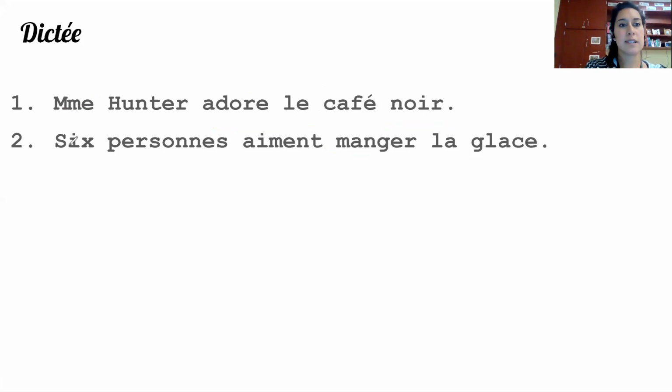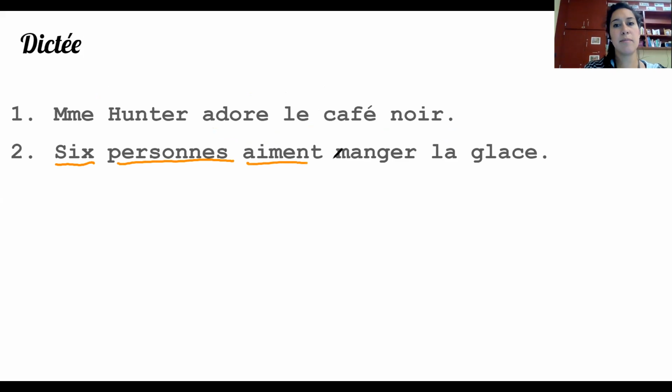Numéro 2. 6 personnes aiment manger la glace. Point. If you wrote the number 6, that is also okay. 6 personnes aiment manger la glace. So paying attention here to this ending, M sounds the same as A-I-M-E without the N-T at the end. But so we don't hear this, so it's kind of hard, but in our writing, that's important because 6 personnes is like saying they. There's more than one person. They like, not I like.